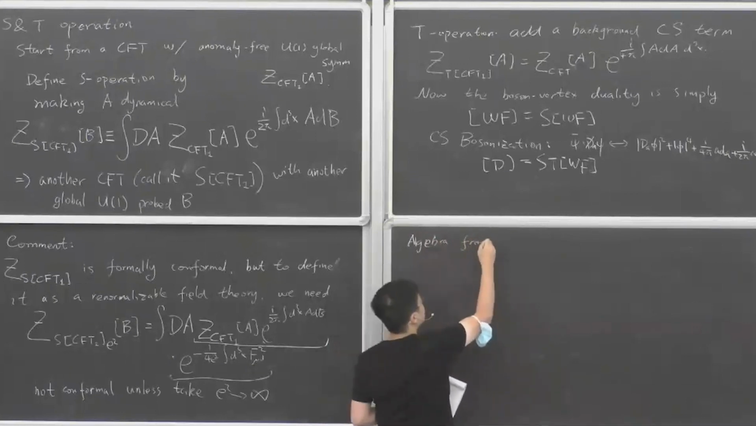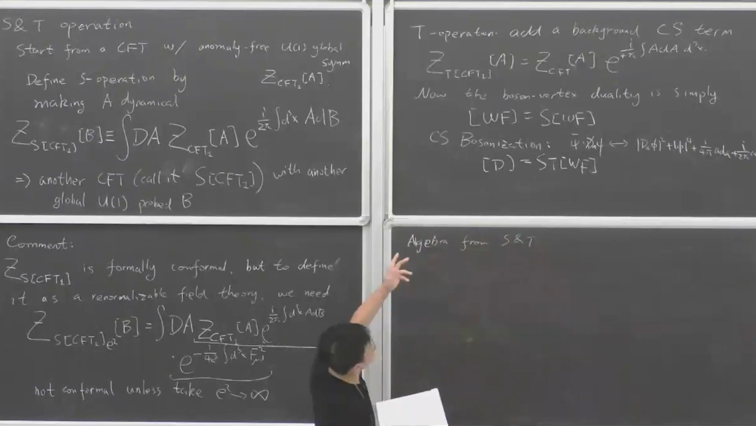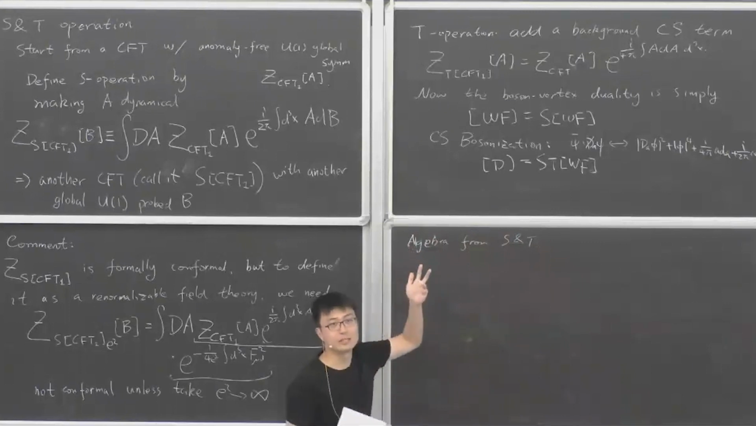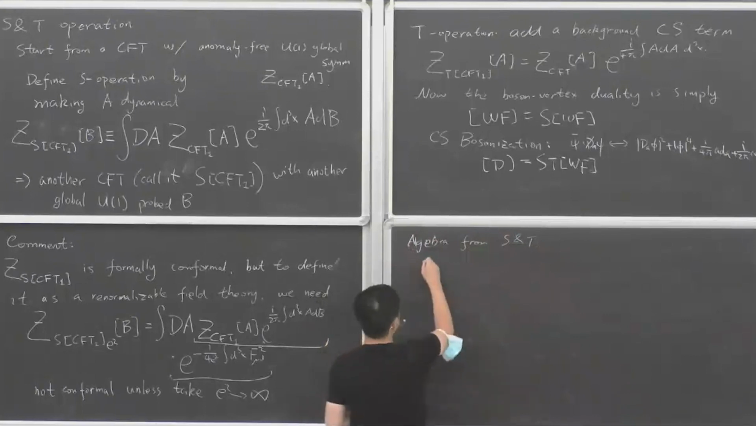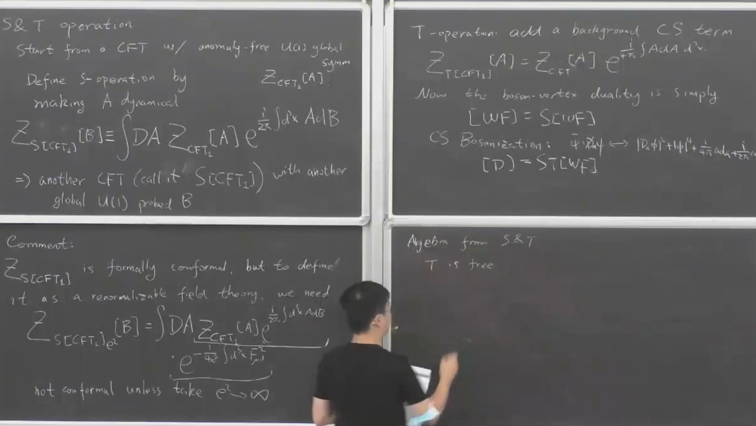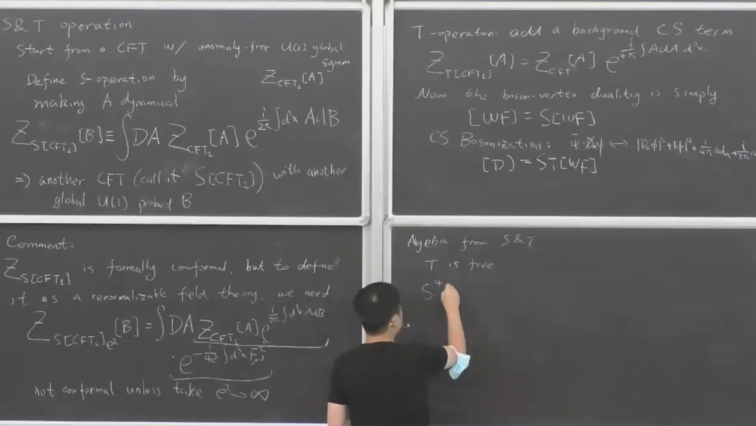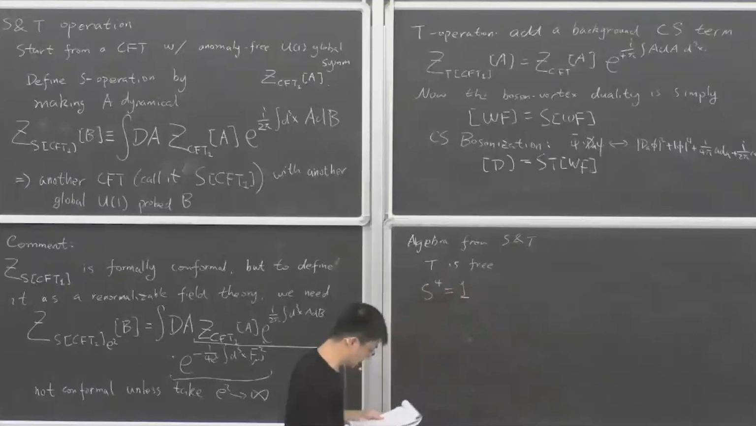The pretty obvious thing is T is free, right? You can add a Chern-Simons term to whatever level, any integer, and it will be a different thing. So T is free. And one can check that S to the fourth is 1. In fact, let me check that for you.